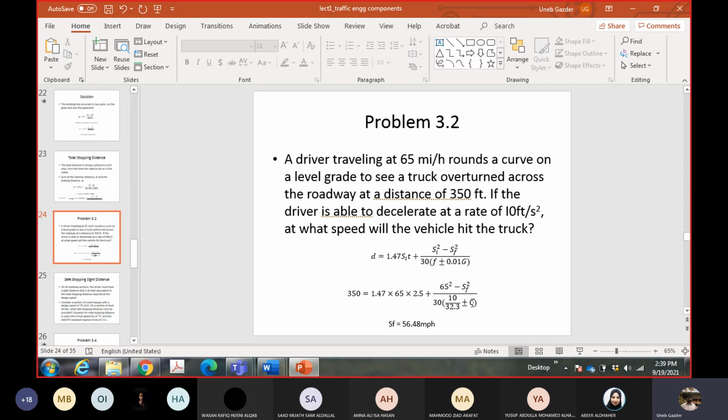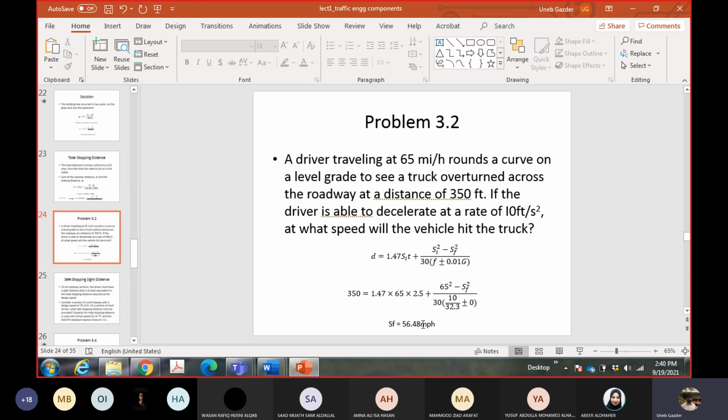Level terrain, so capital G is put as 0, and for F, you can see here I'm not using 0.348. Why? Because the deceleration is different than what AASHTO was saying. So 0.348 is only for that particular value. Now we know F equals A upon G, so instead of putting 0.348, I will put the ratio and calculate it myself. So SF comes out to be 56.48 miles per hour.